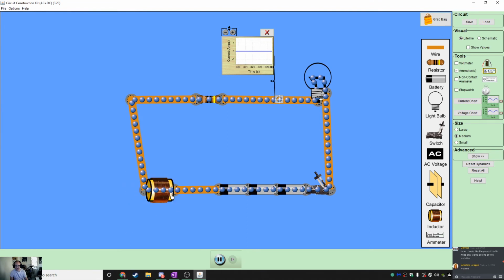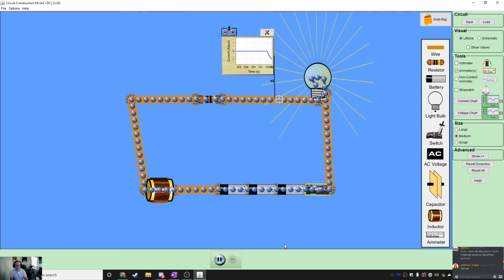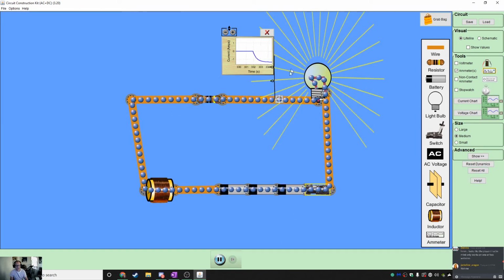So now if I connect this, we put the inductor in there. We do the exact same thing again. I'm just going to click this just in case. Close this. And yeah, it takes some time for it to actually light up, right? In fact, it's smoothed out over an even longer period of time here.